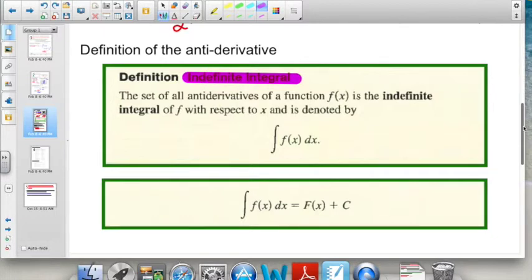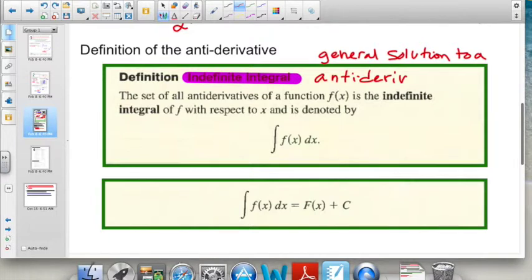So when we do an indefinite integral, this is also called an antiderivative. Okay, that's another word for it. It's also called a general solution to a differential equation, for reasons we'll get into next week. Okay, those are all the same thing as an antiderivative or an indefinite integral.